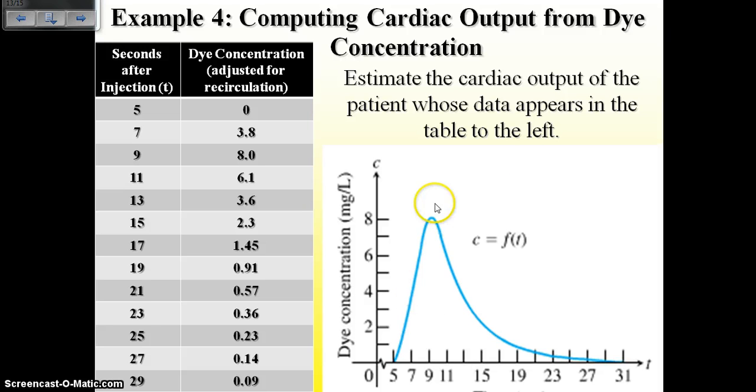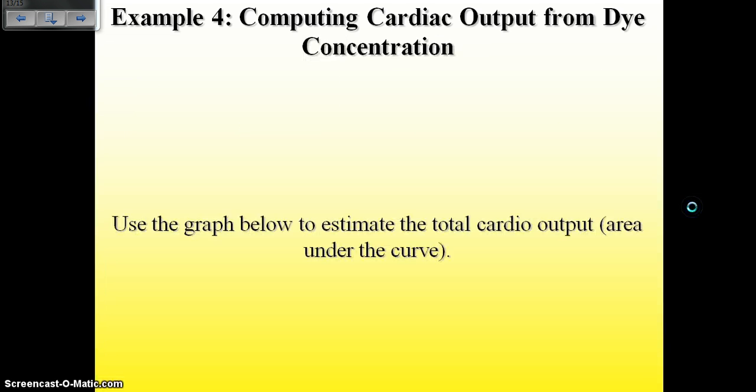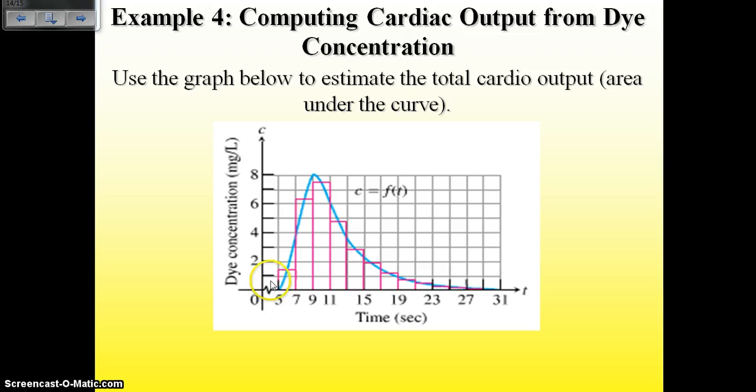So here's our graph. Now, we're going to use this graph to approximate the total cardiac output. What that would essentially ask us to do is find the area underneath this curve. Now, what I have shown you thus far is a very analytic, numeric way to do this. This is going to be the same, but also a little more freelance. Here's what we're going to do. I'm going to take my intervals 5 to 7, 7 to 9, 9 to 11, and so on, and I'm going to draw my rectangles.